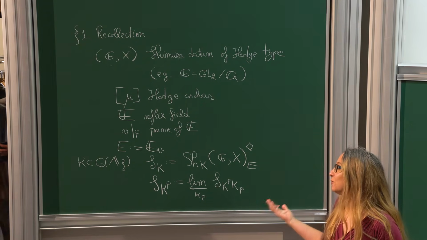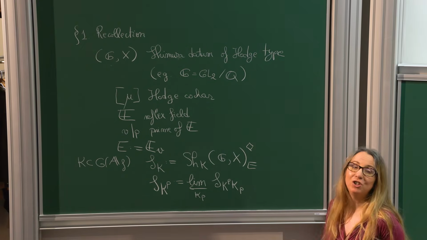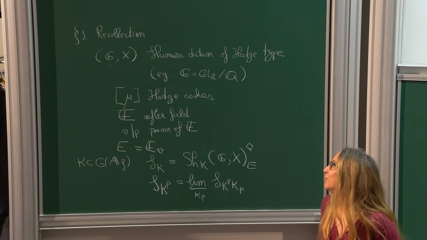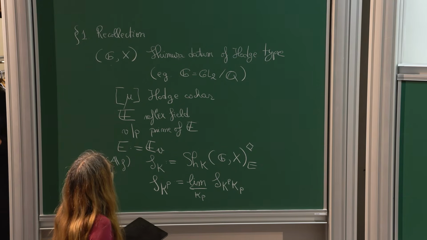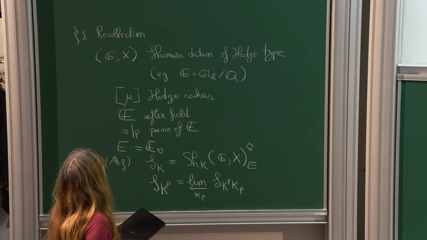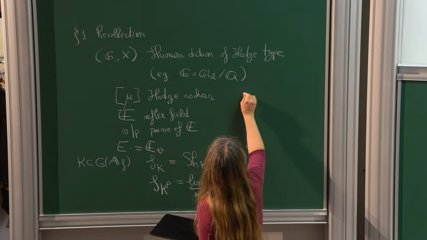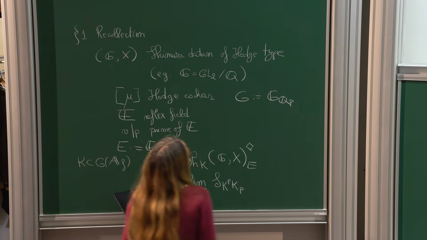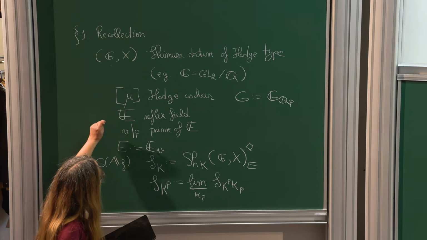So if you're most comfortable with the case of the modular curve, then you should just take it to be the modular curve. So you could take G to be GL2 over Q. Or whatever PEL type, or you could think that eventually these results should also be available in the abelian type case. So mu is the Hodge cocharacter. It's a minuscule cocharacter of G. I should have said maybe that G is the base change to Q_p of this fancy G that's over Q.